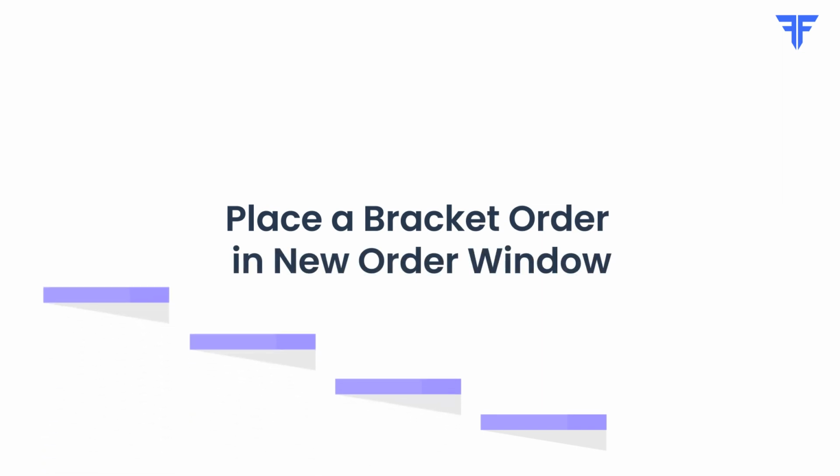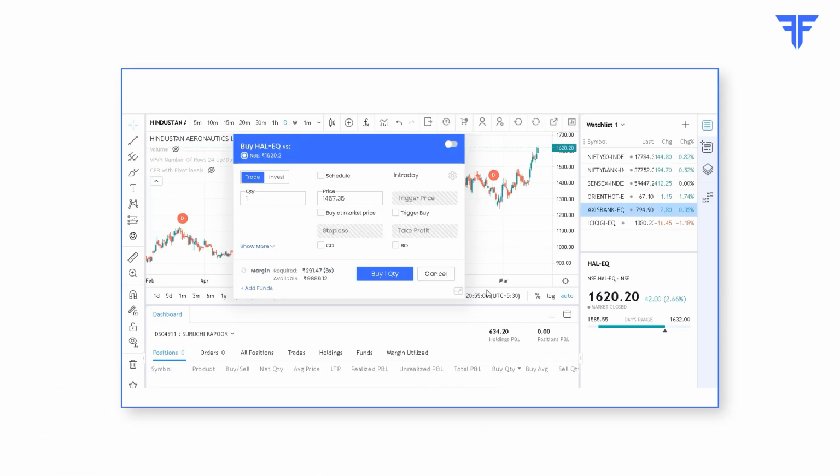Bracket order. Steps to place a bracket order in new order window. Step 1. Open order window. Step 2. Check the bracket order checkbox. Step 3. Select the order type as per your preference and mention stop loss and take profit.